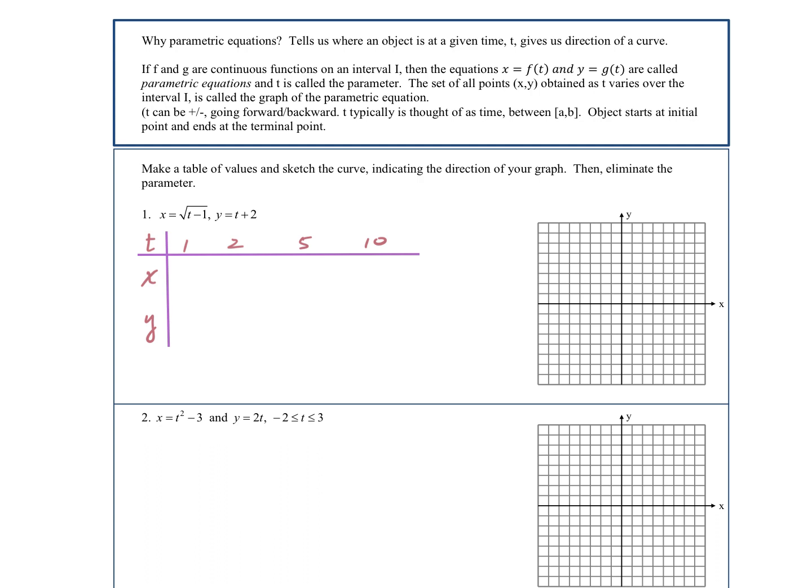So when I plug in the 1, I get 0. And when I plug 1 in, I get 3. Okay, and then at 2, we're going to get 1 and 4. At 5, I get 2 and 7. And at 10, I get 3 and 12. So all I'm doing is taking this t value, plugging it into the x component, plugging it into the y component. Okay, so at t equals 1, my point is at 0, 3.